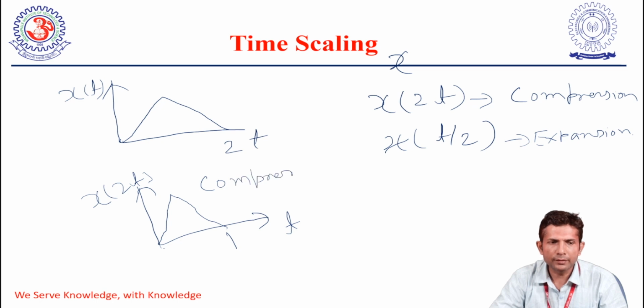Why am I saying the word compression? Because you can see the original signal is compressed by a factor of 2. Okay, now come to the second one. Let us plot x of t minus 2. So let us plot this function also.